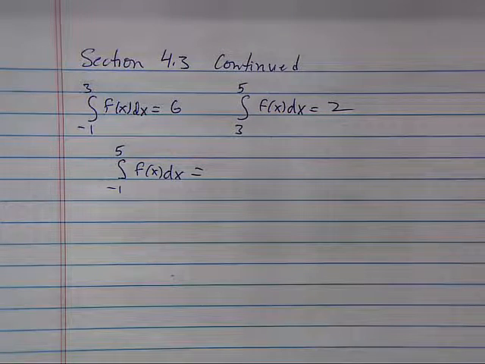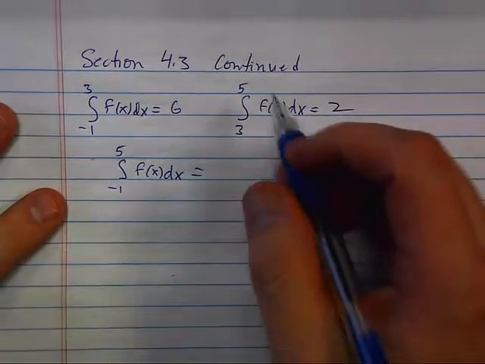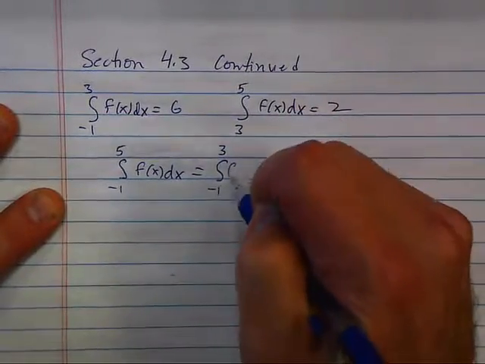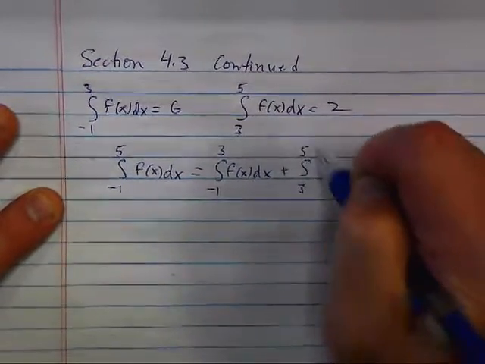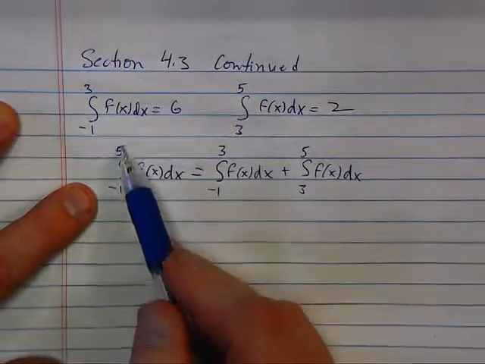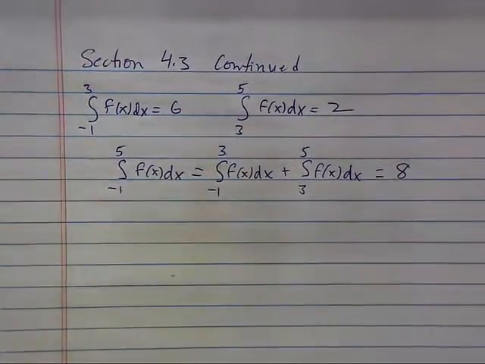And you would say the answer is 8. Why 8? 6 plus 2 is 8. Because this was one of our rules. One of our rules was we can split this up to the integral from -1 to 3 of f of x dx plus the integral from 3 to 5 of f of x dx. That was one of our rules, that if you had a number in between -1 and 5, you could split into two integrals. So 6 plus 2 is 8. That's correct.